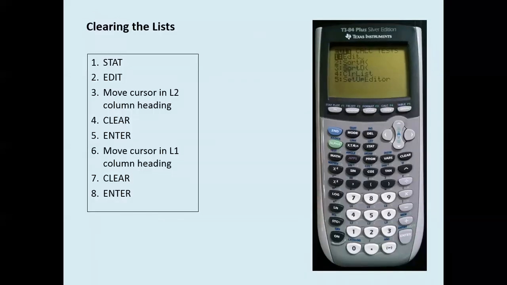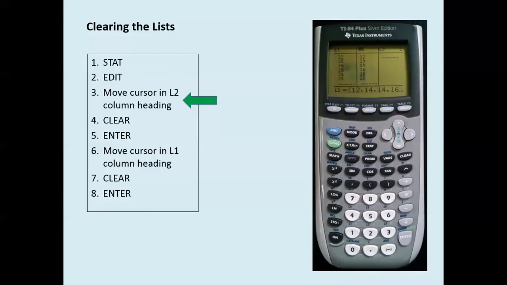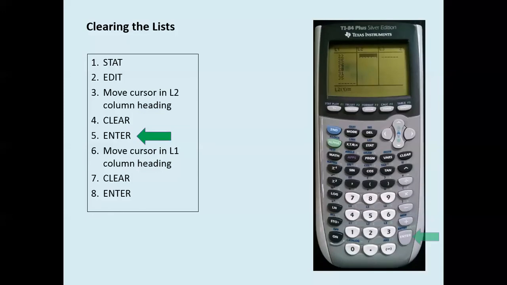All right, if you're ready for another problem and you want to clear list 1 and list 2, you're going to go back to the stat key, go back to edit, and then that puts you into your lists. What you're going to do is move the cursor actually up to the heading that says L2. So you're going to need to do that using the arrow keys, and then you're going to press the clear button and then press the enter button. And that'll clear list 2.